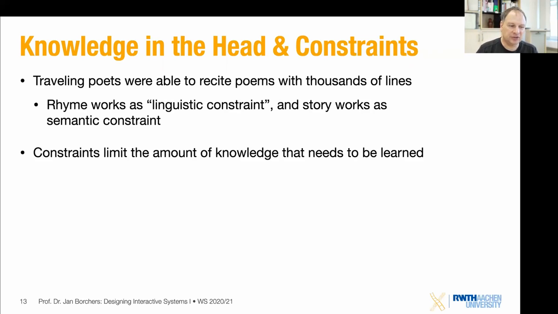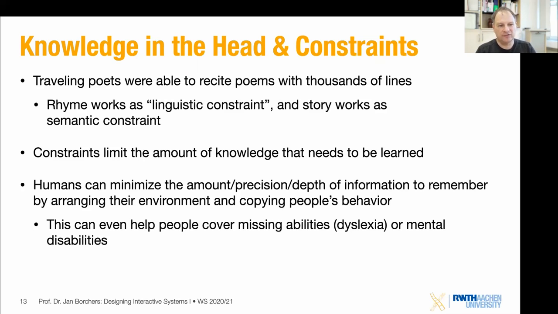What that means is that constraints reduce the amount of knowledge that we need to learn, right? And we can actually use that to our advantage. We don't need to remember as much. We don't need to remember things as precisely or as deeply by just making use of these external constraints.